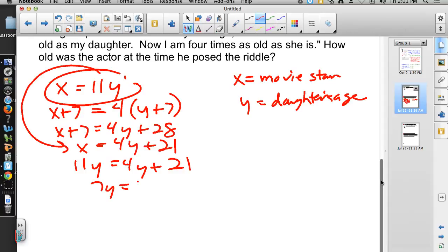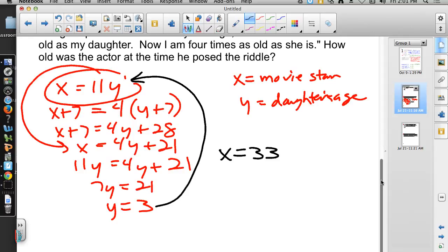Subtract 4y from both sides and divide. And we have 7y equals 21, so y equals 3. And we go back and realize, okay, so that means 3 times 11, that's 33. So x equals 33. That was 7 years ago. So now, 7 years later, the actor will be 40 years old.